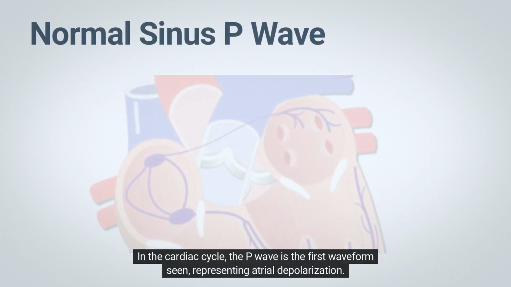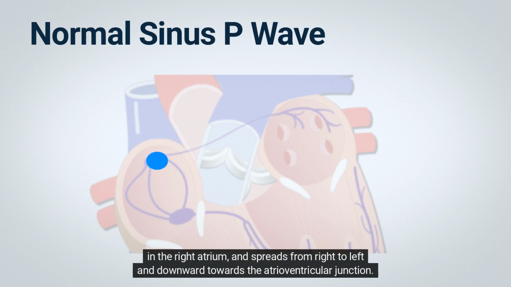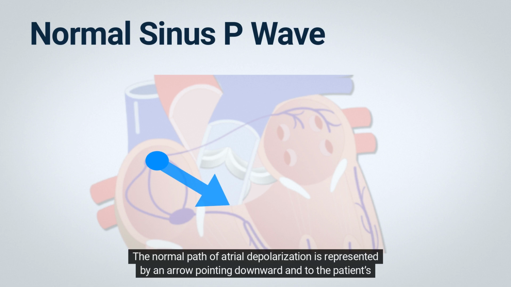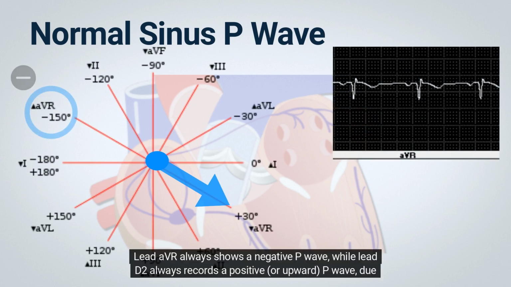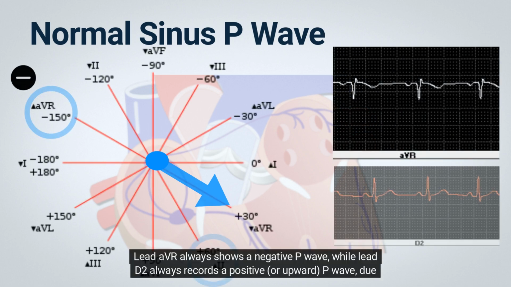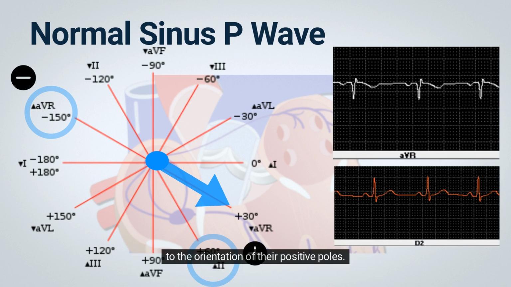In the cardiac cycle, the P wave is the first waveform seen, representing atrial depolarization. This depolarization is initiated by the spontaneous depolarization of pacemaker cells in the sinus node in the right atrium, and spreads from right to left and downward towards the atrioventricular junction. The normal path of atrial depolarization is represented by an arrow pointing downward and to the patient's left. Lead AVR always shows a negative P wave, while lead D2 always records a positive or upward P wave, due to the orientation of their positive poles.